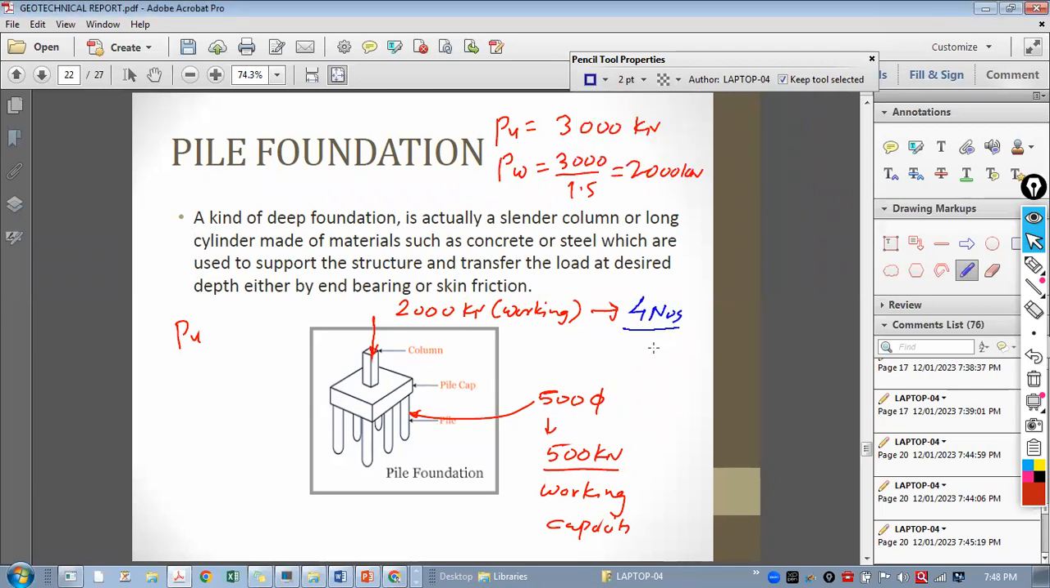So we are taking the decision on the basis of the data given by the geotechnical reports. So you need to check the actual load of the column and then check the capacity of the piles and decide 1 number, 2 numbers, 3 numbers.